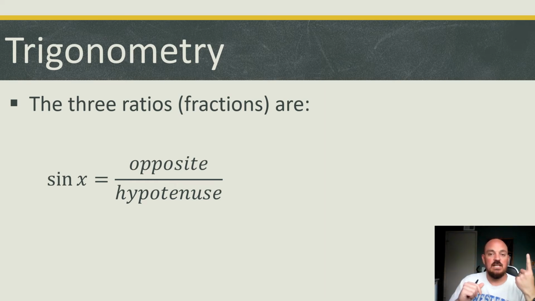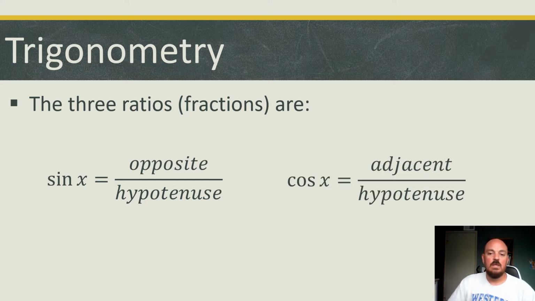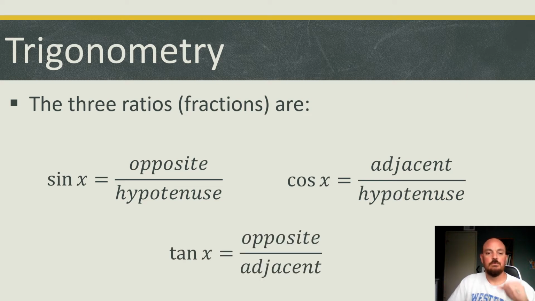So remember, we have three sides: opposite, adjacent, and hypotenuse. Each trig function is a fraction or a ratio made out of two of them. So however long opposite is over however long hypotenuse is. Now cosine is adjacent over hypotenuse, and tangent is opposite over adjacent.